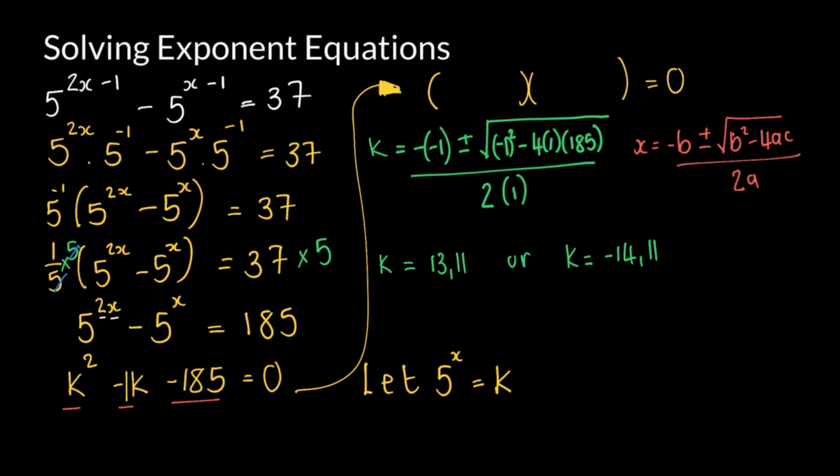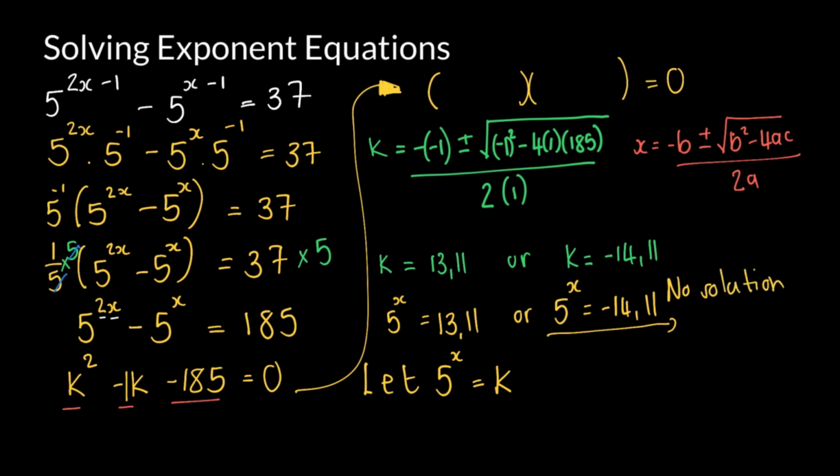And now this means, because we let 5 to the power x equal k, what we're going to get here is 5 to the power x is equal to 13.11, or 5 to the power x is equal to negative 14.11. Now on this side over here, we're not going to get an answer because we can't actually find the power of a negative number. It's just not going to happen. It doesn't happen in mathematics. So over here, we'll get no solution. This side over here, no solution.